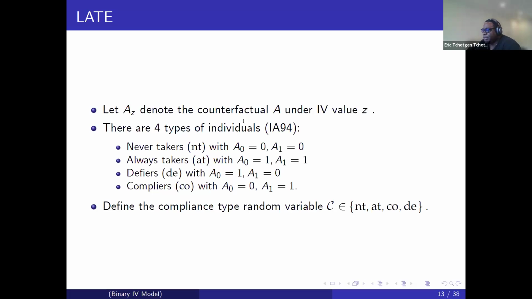Defiers, they would only take the opposite treatment of the value that they were set to, and compliers, they will follow what you ask them to do. So A0 equals 0, A1 equals 1. The treatment object will always agree with the assigned IV value. And so as such, we'll define a compliance type random variable C that takes one of these 4 values, and is of course mutually exclusive. This accounts for the entire sample space of compliance types.